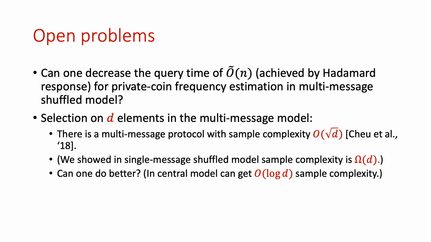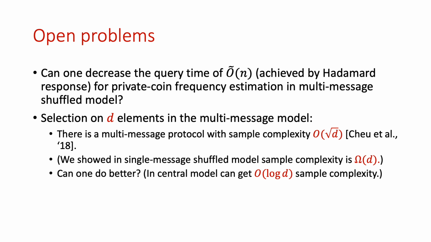I'll conclude by discussing some open problems. One open problem is whether or not it's possible to decrease the roughly linear query time that's achieved by Hadamard response for private coin frequency estimation. We know that if we allow public coins, the Count-Min sketch will decrease this query time to tilde of 1, but we don't know whether or not this is possible with only private coins.